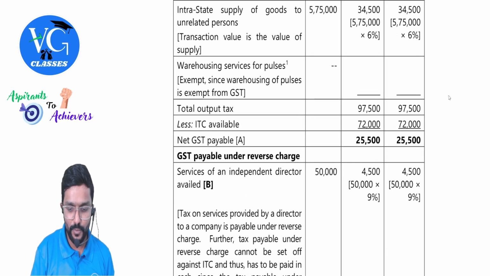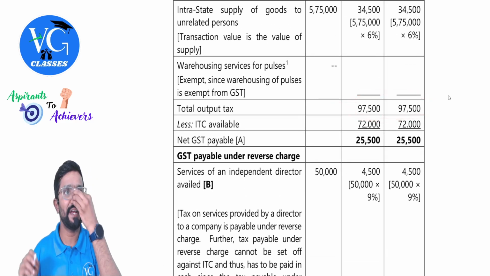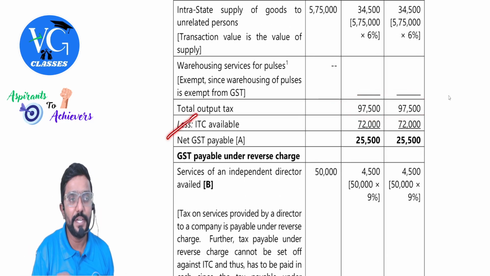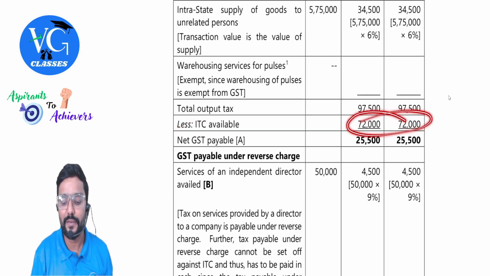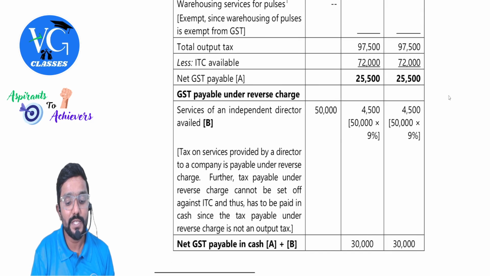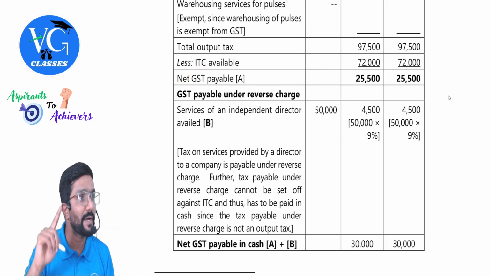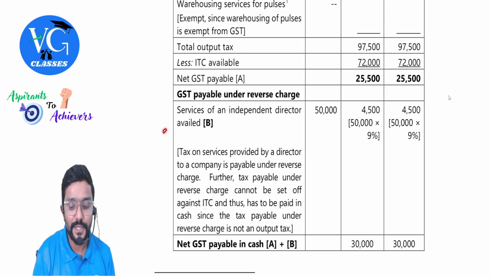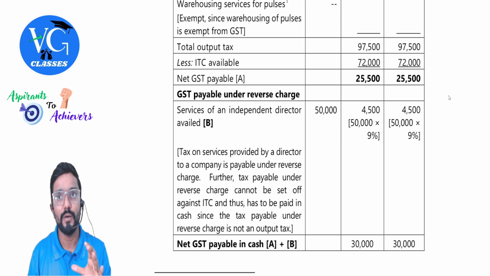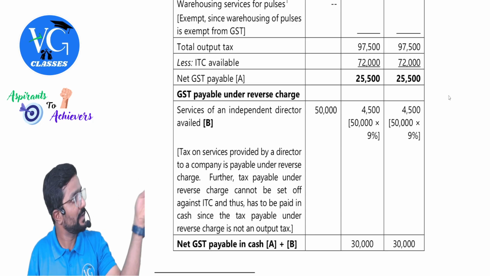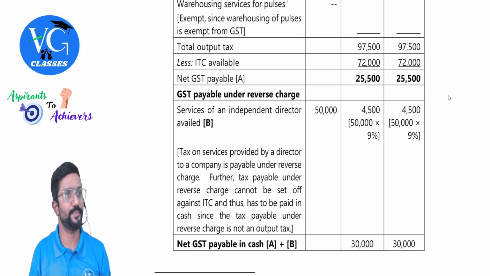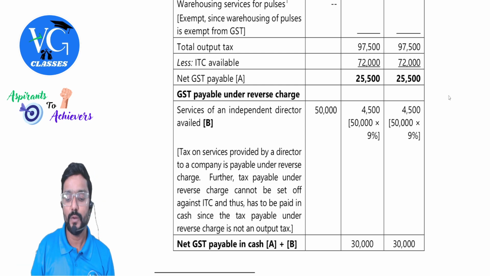So output tax total is how much? 97,500 each. For this, we need to deduct total ITC available, 72,000. So this is what we should pay with respect to outward supply. But for this, we need to add whatever tax he is supposed to pay on his inward supply under RCM. Clear? Okay, sir. 4,500, 4,500.